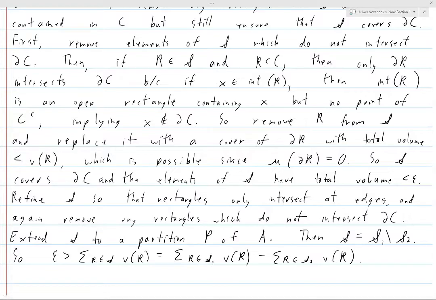We've proven that if the boundary has measure 0, then given any epsilon, we can choose a partition such that this difference of sums holds. And again, we had to construct this partition in a very particular way. Okay, so that's a lot of detail, but that's how you have to do it if you want to be very technically correct.